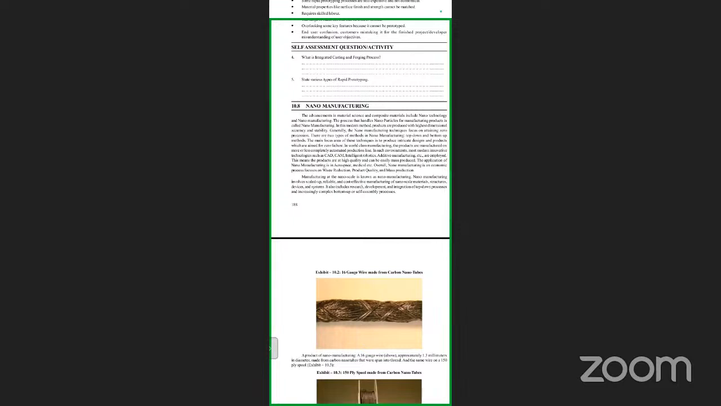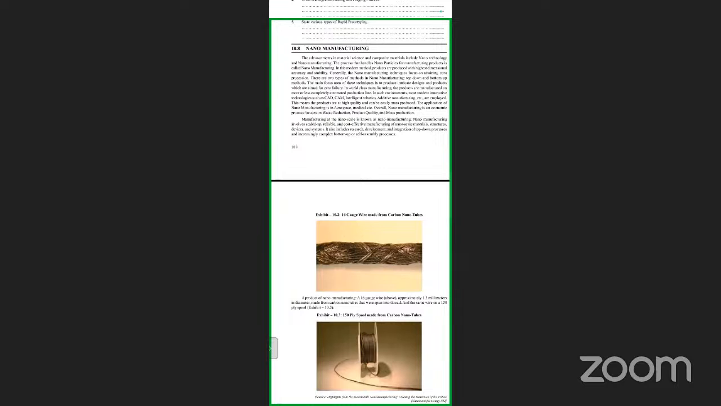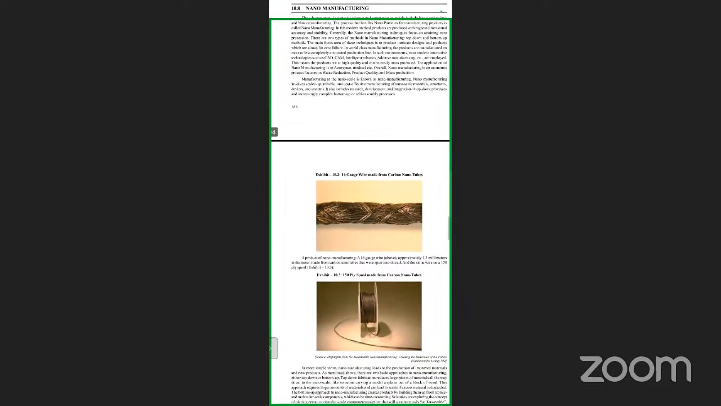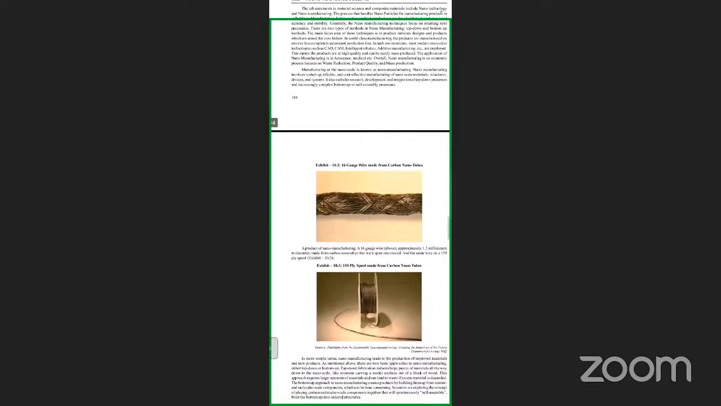It is a product of nano manufacturing, where a gauge wire approximately 1.3 millimeters in diameter is made from carbon nanotubes that were spun into thread, and the same wire on a 150 ply spool. Similarly, you can look at the ply spool made from carbon nanotubes.